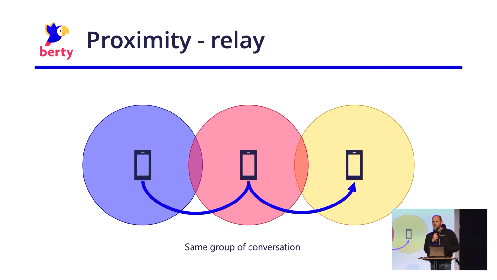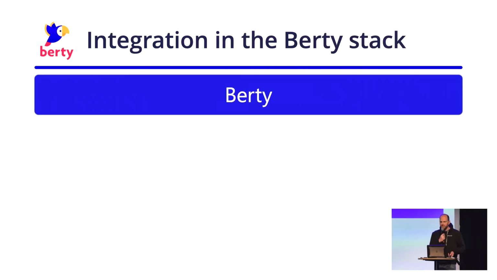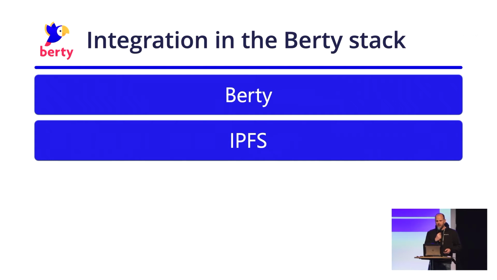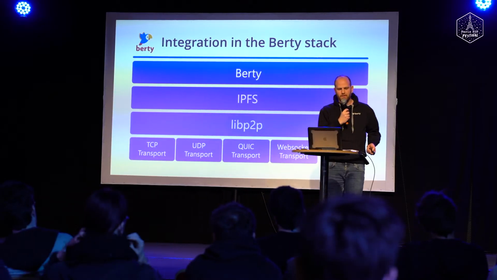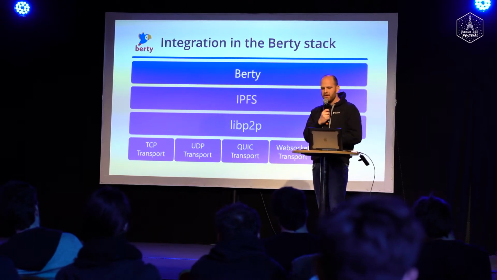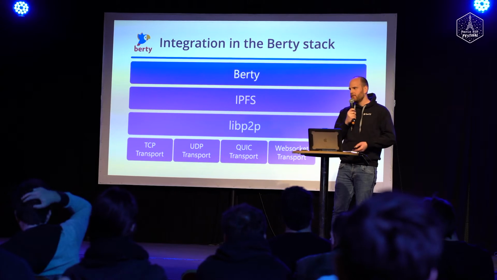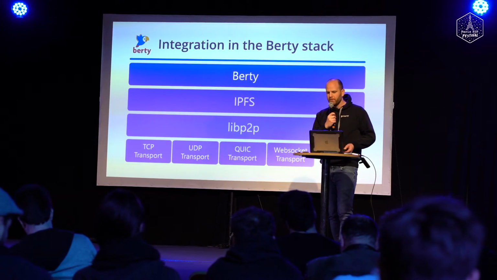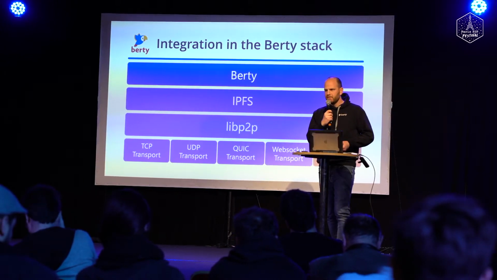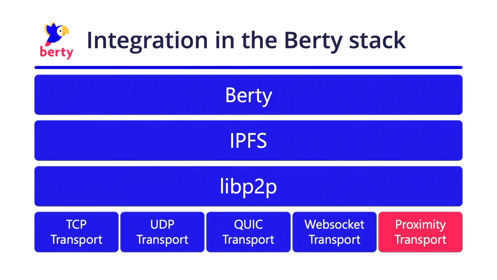Now, how do we implement that technology in Berty? This is the Berty stack, and Berty is built on IPFS. The IPFS network layer is libp2p, and libp2p is a modular project. Because it's modular, you can use different transports. So there are TCP and UDP transports, and some innovative transports like QUIC and WebSockets. So it's here that we can put our new proximity transport. We can add a proximity transport to send messages over wireless technology to a peer.